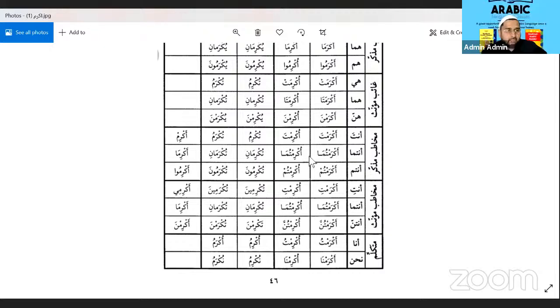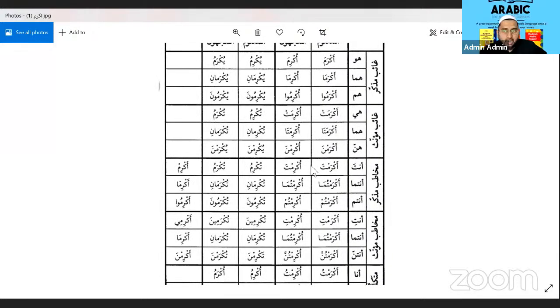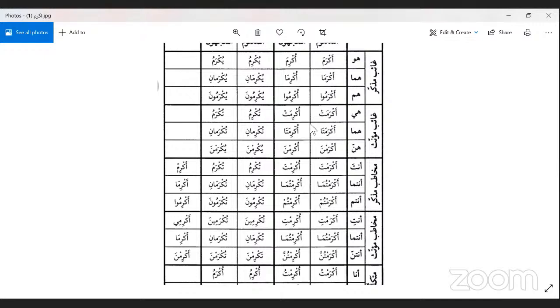Excellent. Sister Sukaina, can you come and do this as well? Akrama, huwa akrama, he gave respect to someone. Huma akrama, they both gave respect to someone. Hum akramu, they all gave respect. Hiya akramat, she gave respect to someone. Huma akramata, they both gave respect to someone. Hunna akramna, they all gave respect to someone.